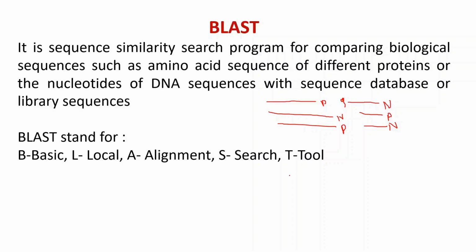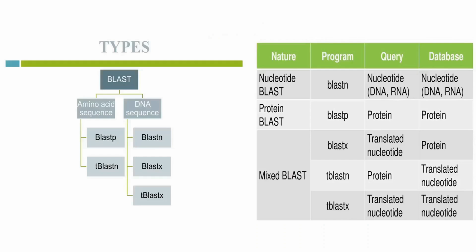In BLAST there are different kinds of BLAST, basically amino acid sequence BLAST and DNA sequence BLAST. It is categorized into two different types. The first one is the amino acid sequence BLAST and the second is the DNA sequence BLAST. In amino acid sequence BLAST there are two types: first is BLASTP and second is TBLASTN. In DNA sequence BLAST there are BLASTN, BLASTX and TBLASTX.